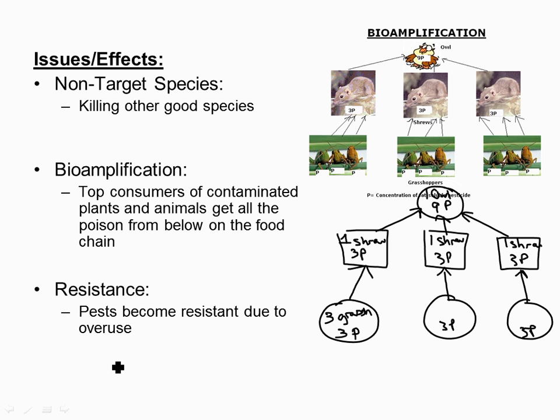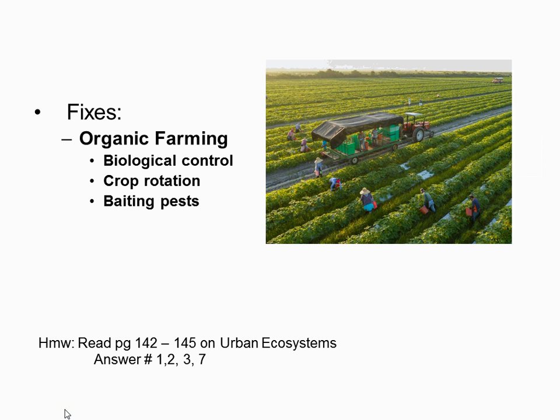Okay. So, issues affect non-target species, killing other good species. That's not a good thing. Bioamplification. Top consumers of contaminated plants and animals get the poison from below on the food chain. There's our example of that. Okay? And resistance. Some pests can become resistant due to overuse. And we see that. All right. And that's my last slide. We see the resistance part.